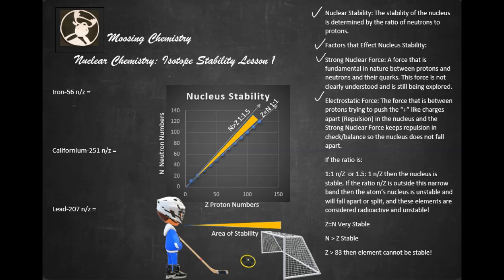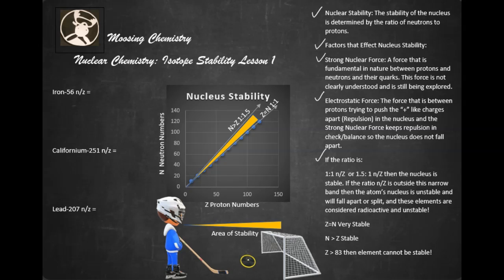Electrostatic force, that's the force between protons trying to push the positive charges apart, which we call repulsion, in the nucleus. And the strong nuclear force keeps the repulsion in check and balance so the nucleus does not fall apart. Well, if the ratio is 1:1 neutrons to the Z number, the atomic number, which is the number of protons, then it's stable, or up to 1.5:1 neutrons to the atomic number Z.